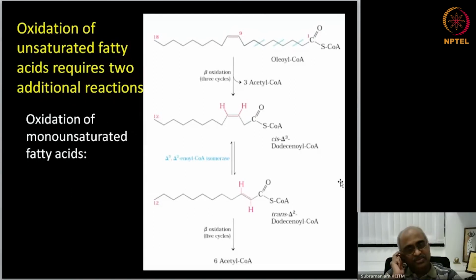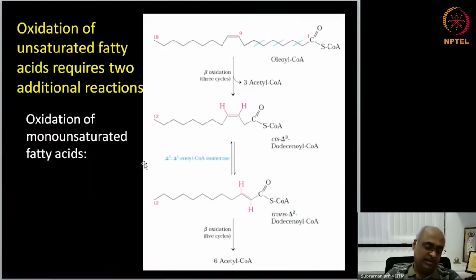So now, so far so good. The palmitic acid had 16 carbons, so I could chop it 2 carbons at a time, and the final one also was 2. What if there were an extra carbon, like instead of 16 it was 17? What do we do? That's one. And second, what if there is a double bond?